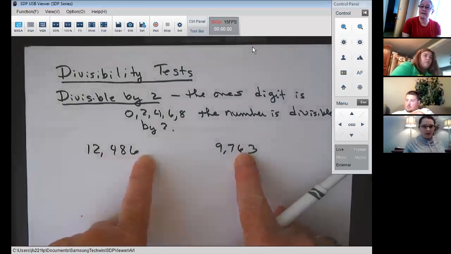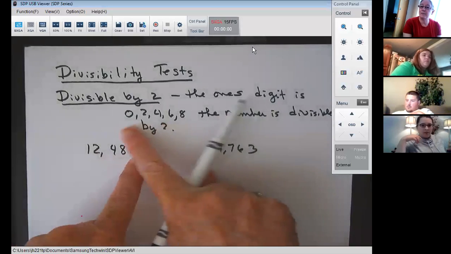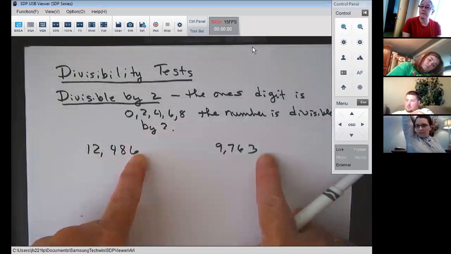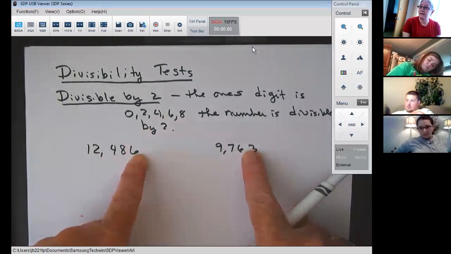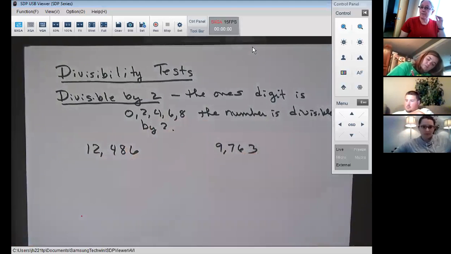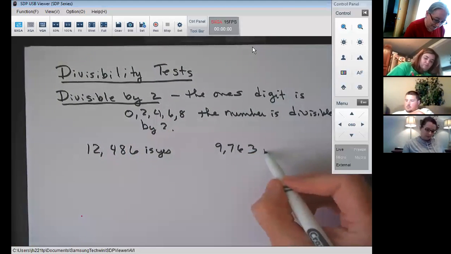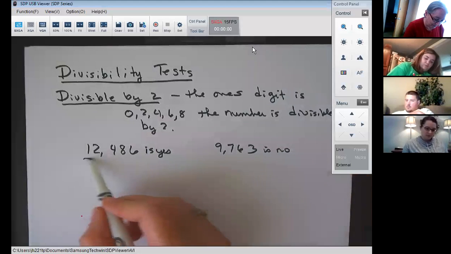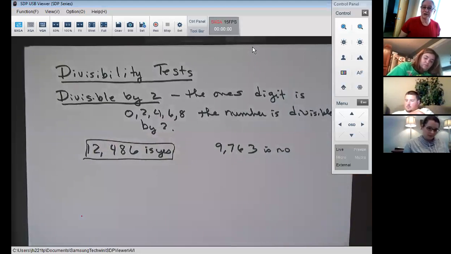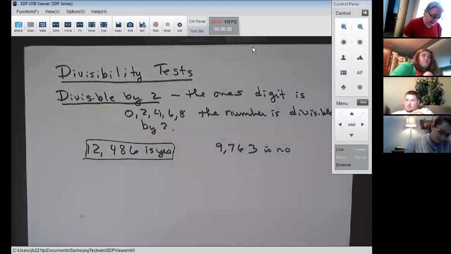This one ends in 6, and that's one of my even numbers in the list here. This one ends in 3, so it doesn't work. Most of us get that one right off the bat. I mean, as soon as we learn what even and odd means, we kind of get that one. So this one is yes. This one is no. So this would be the one we could actually, if we wanted to start a factor tree on that, start with a 2. Well, can we get something a little more efficient than that? Well, yeah.